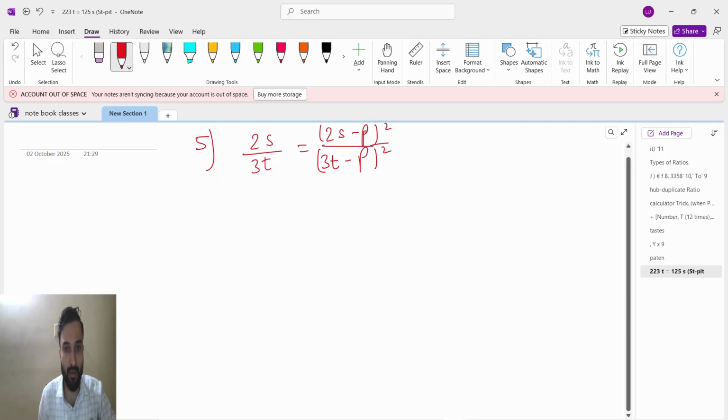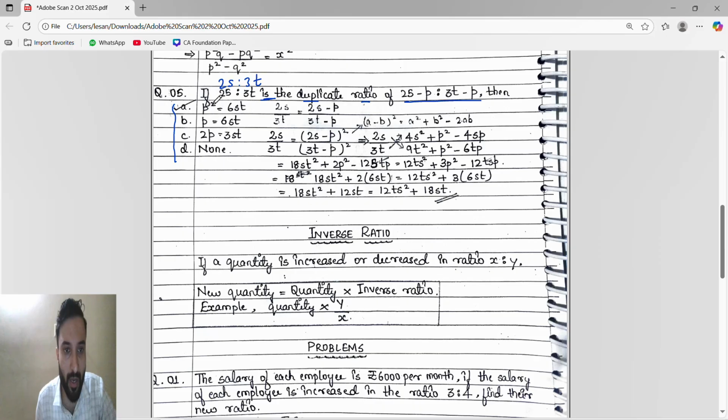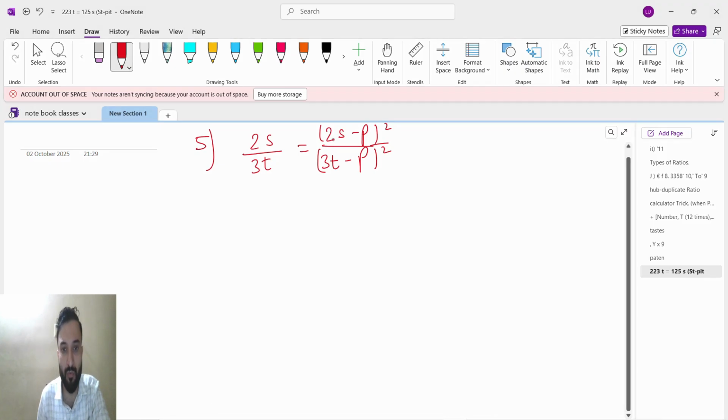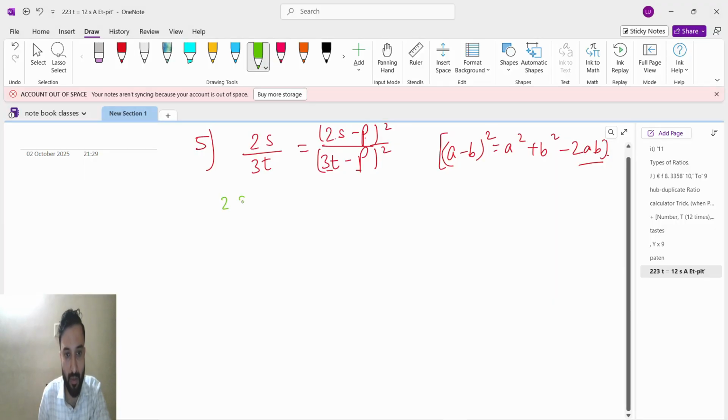So, guys, what we will do here now: you have to find p, and you have to simplify it. We know this is in the form of (a minus b) whole square. We know the formula of (a minus b) whole square: a square plus b square minus 2ab. So I will write like this as it is: 2s by 3t will remain as it is. Then (a minus b) whole square.